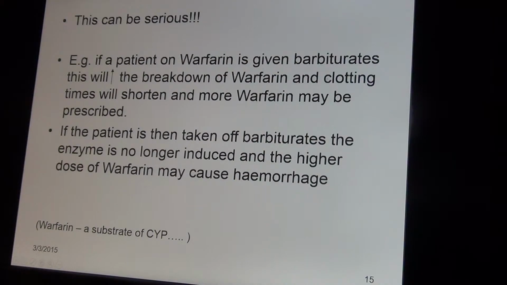So when you increase the dose of warfarin, the patient will be on a higher dose of warfarin, and then say the patient is taken off the barbiturates, and you suddenly stop the barbiturates, you don't give phenobarbital anymore, so the enzyme is no longer induced. So the enzyme is no longer induced, and the higher dose of warfarin may cause hemorrhage. Okay, so this is a potential problem with drug induction due to other drugs. Okay, this is part of drug interaction.